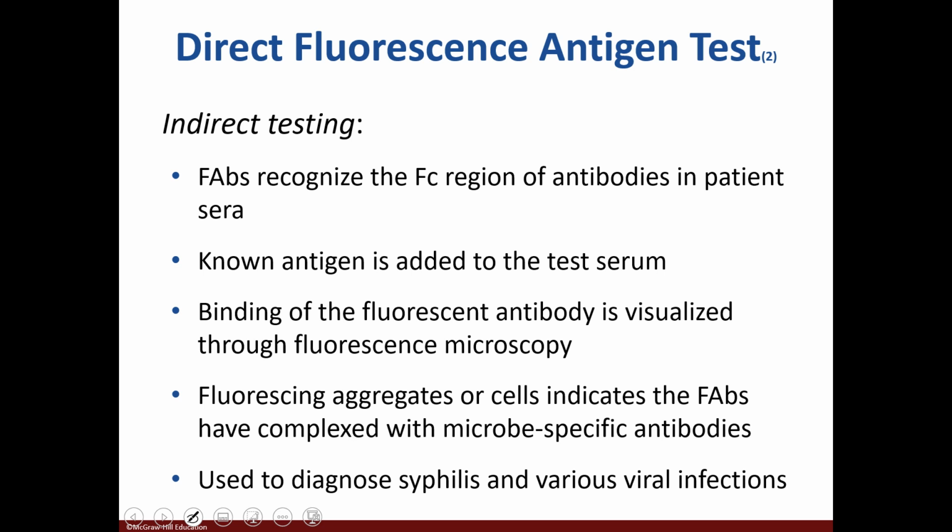In indirect testing, the fluorescently tagged antibodies recognize the patient's antibodies. This time, the known antigen is added to the sample. Binding can be observed through fluorescence microscopy, and this test can diagnose syphilis or other viral infections.